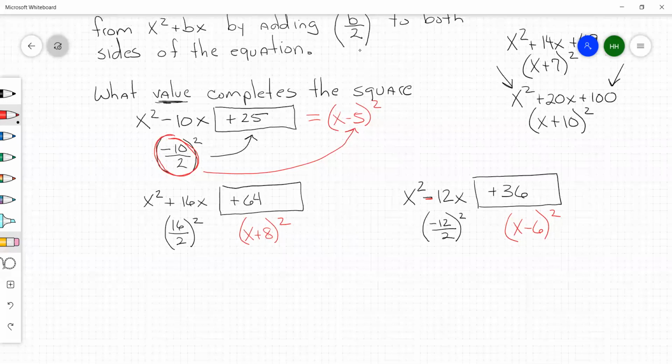All right, so any questions on just completing the square? Let's see. We're going to complete the square.